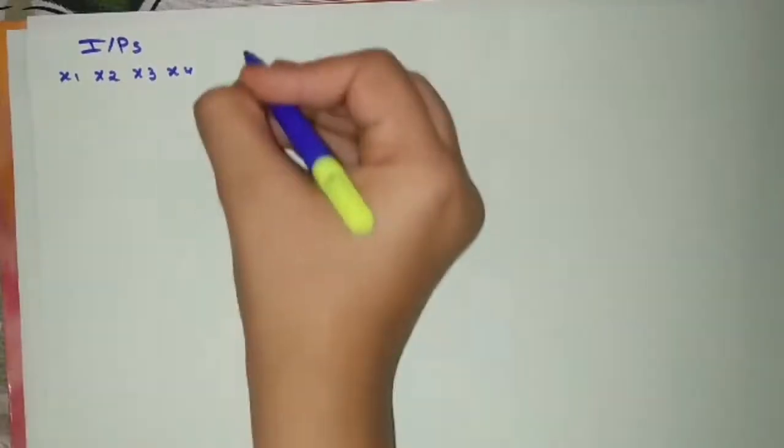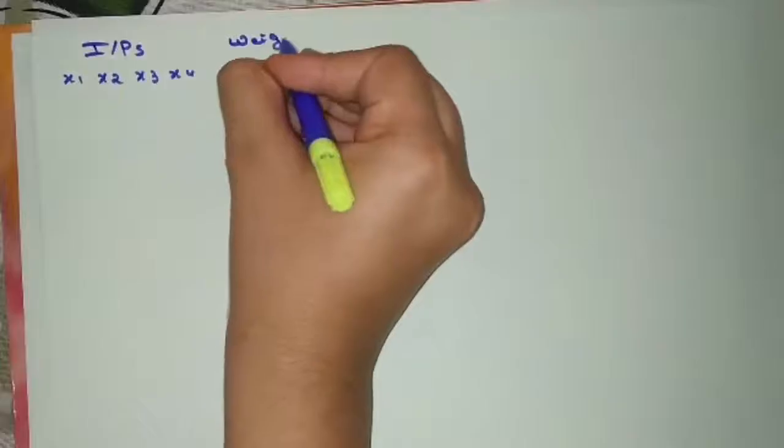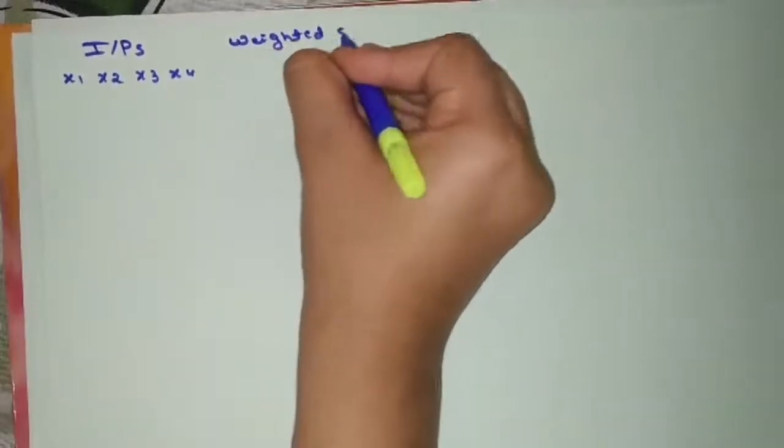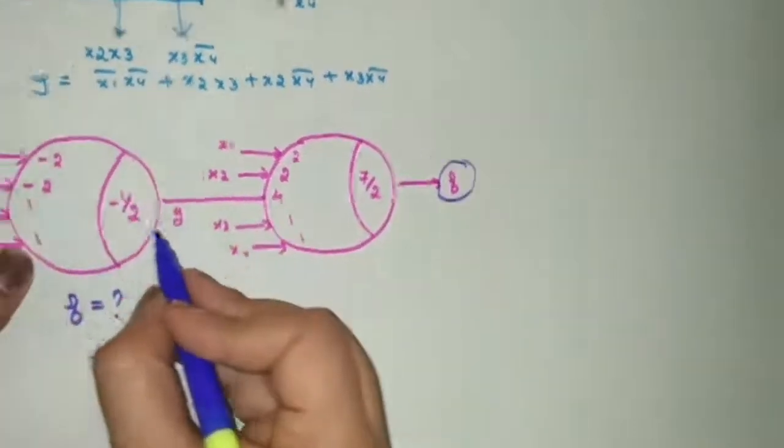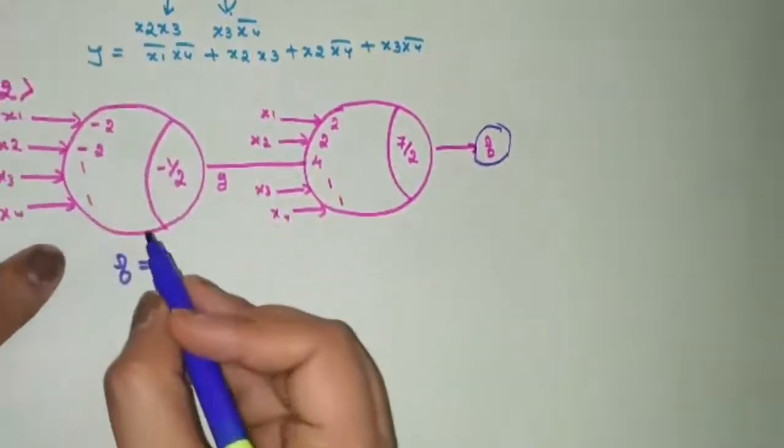So first we will find out G here. As usual, we need to write the inputs. There are four inputs: x1, x2, x3, x4. In the next column we will write the weighted sum. It is similar to the first problem that we have solved. Here the weighted sum will be, you can see it here. I hope you are able to see.